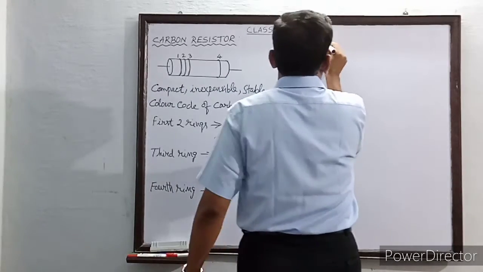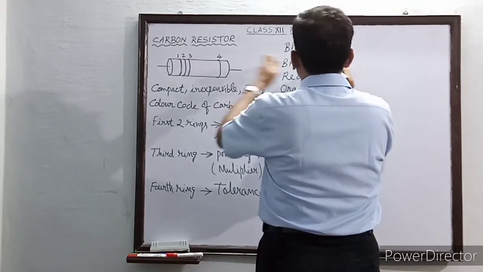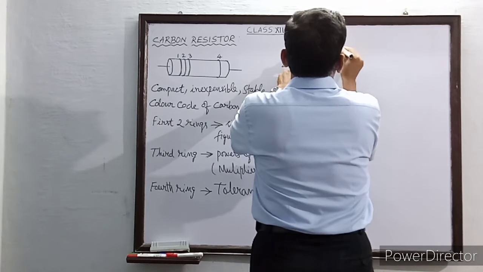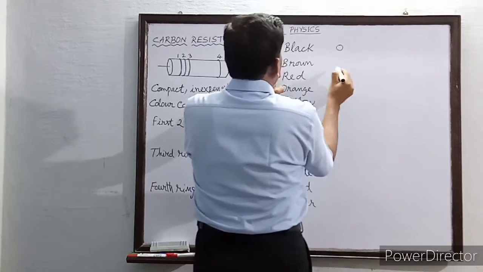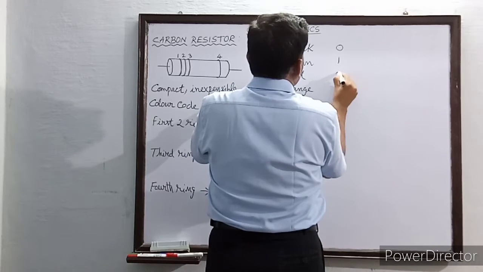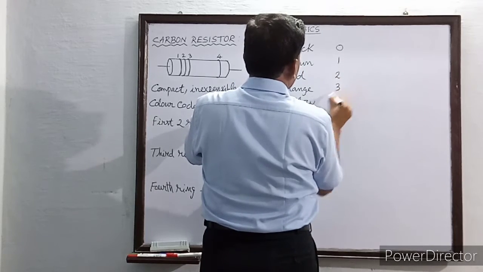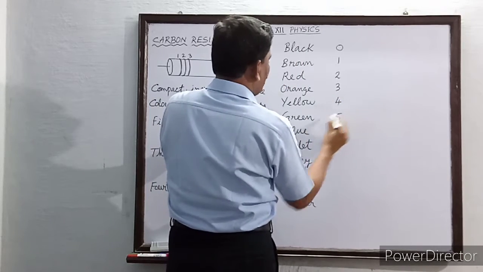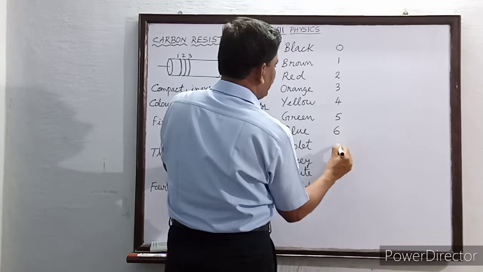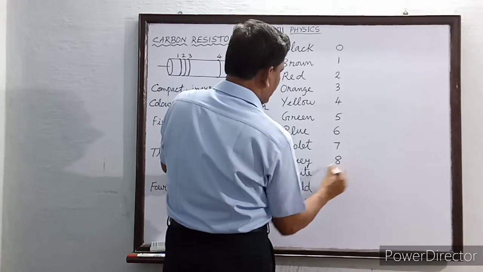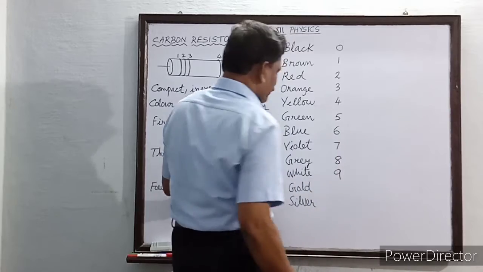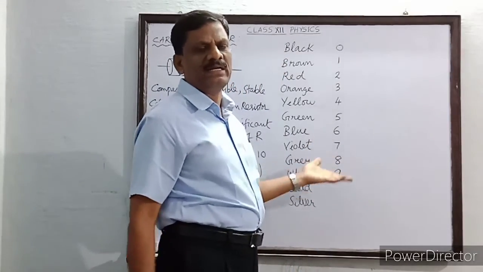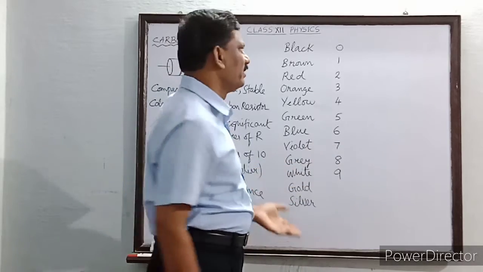Now what are the values assigned for each color? For black it is 0, the number. And for brown 1. Next continuous numbers: 2 for red, 3 for orange, 4 for yellow, 5 for green, then continuously 6, 7, 8 up to 9. For gold and silver, the values will be 10 power minus 1 and 10 power minus 2. Later we will write those.